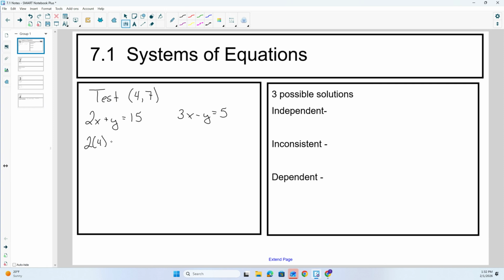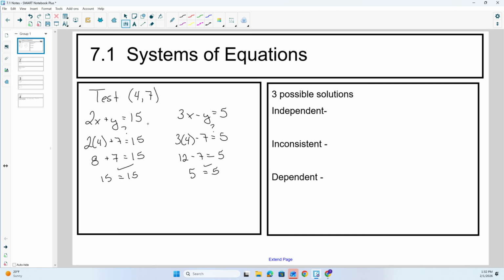2 times 4 plus 7. Does that equal 15? And then 3 times 4 minus 7. Does that equal 5? 2 times 4 is 8. 8 plus 7 is 15. So, yes, this is a possible solution for 2x plus y equals 15. Then we're going to see, does it work for the other equation? 3 times 4 is 12. 12 minus 7 is 5. So yes, 5 does equal 5.